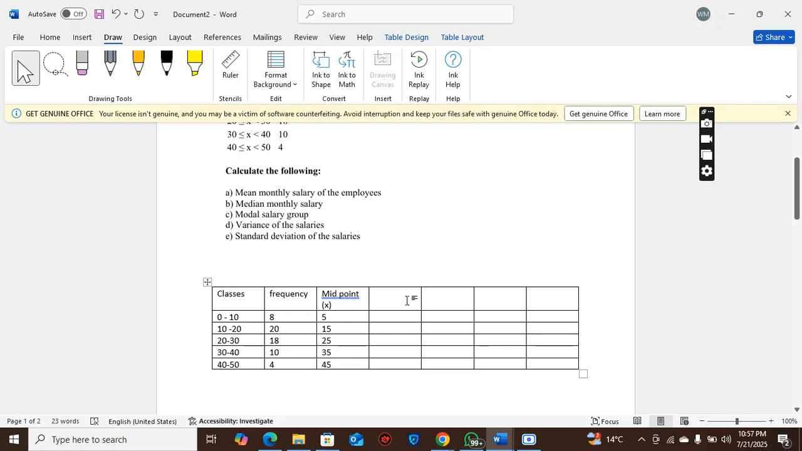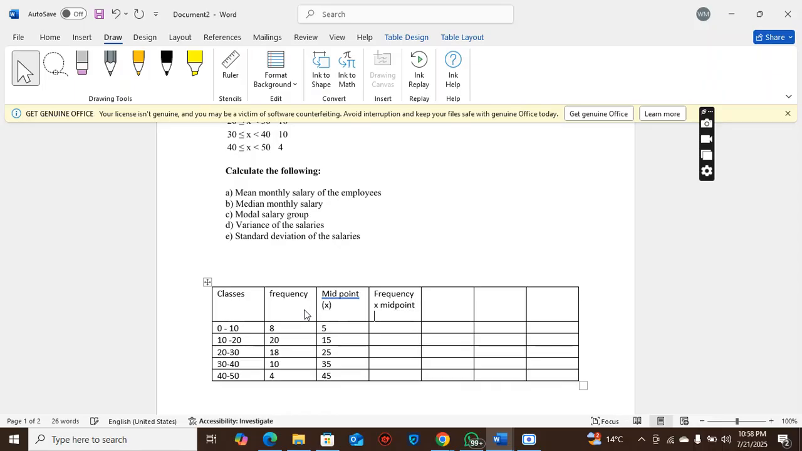Okay. The next column. Now remember, with the other columns, sometimes order really doesn't matter. But what's the next column? Usually this is what I would advise. The next one you do is frequency times midpoint. In textbooks, you're going to see it as F times X.